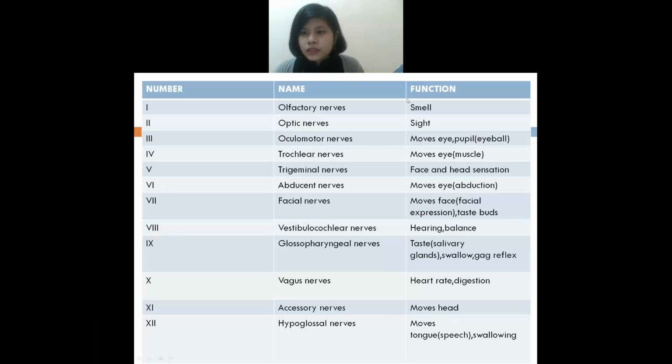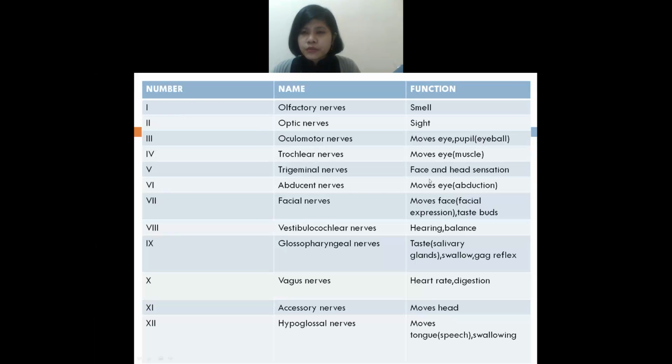Number 12 is hypoglossal nerves. The hypoglossal nerves help you in what? They will help you in moving your tongue. That is when you speak and also swallow. Swallowing means when you chew something, you move your tongue. So the hypoglossal nerves help you in that, in speaking as well as while swallowing the things that you eat.